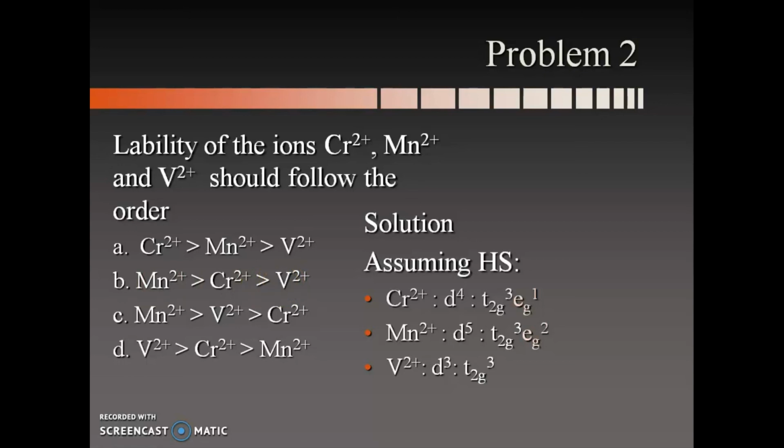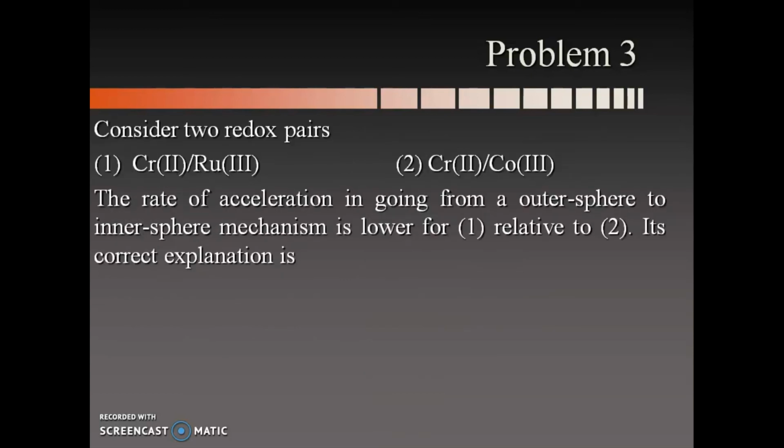Then next problem. This is a very tricky problem. Consider two redox pairs: chromium 2, ruthenium 3, and then chromium 2, cobalt 3. The rate of acceleration in going from outer sphere to inner sphere mechanism is lower for 1 relative to 2. So what are the observations that we are going to make from this? First, it is an outer sphere, inner sphere mechanism, so we are talking about the redox reaction.